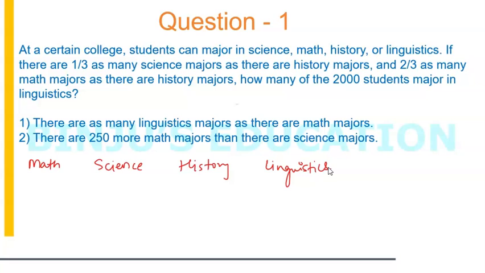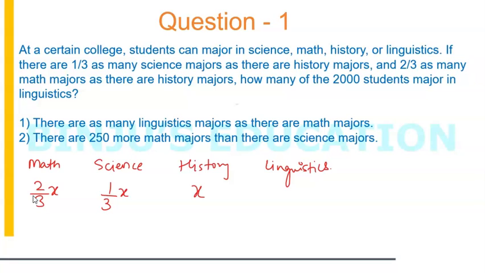There are 1 by 3 as many science majors as there are history majors. If we consider history majors to be x, then science majors are 1 by 3x. And there are 2 by 3 as many math majors as history majors. Because history majors is x, math will automatically become 2 by 3 of x.